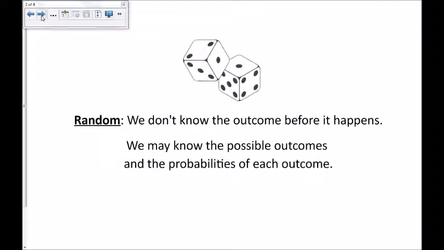First, we define random to be: we don't know the outcome before it happens. We may know the possible outcomes, for example, rolling a dice. You know that it'll be the numbers 1, 2, 3, 4, 5, or 6. You also may know the probabilities of each outcome, but you don't know what number it's going to be until it happens. That is why rolling a dice is random.